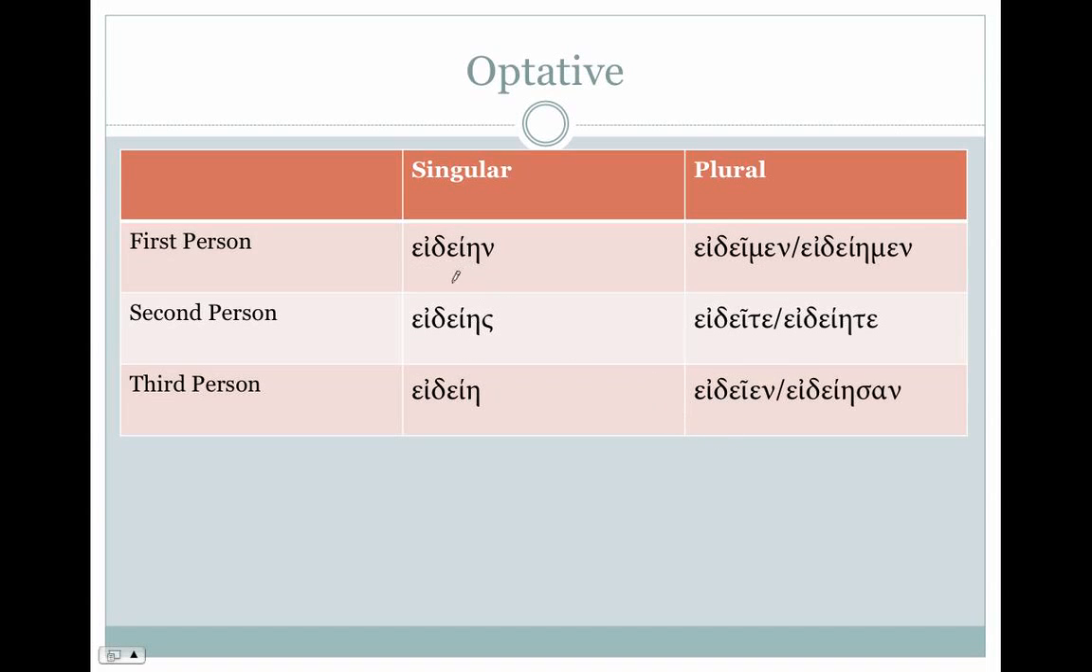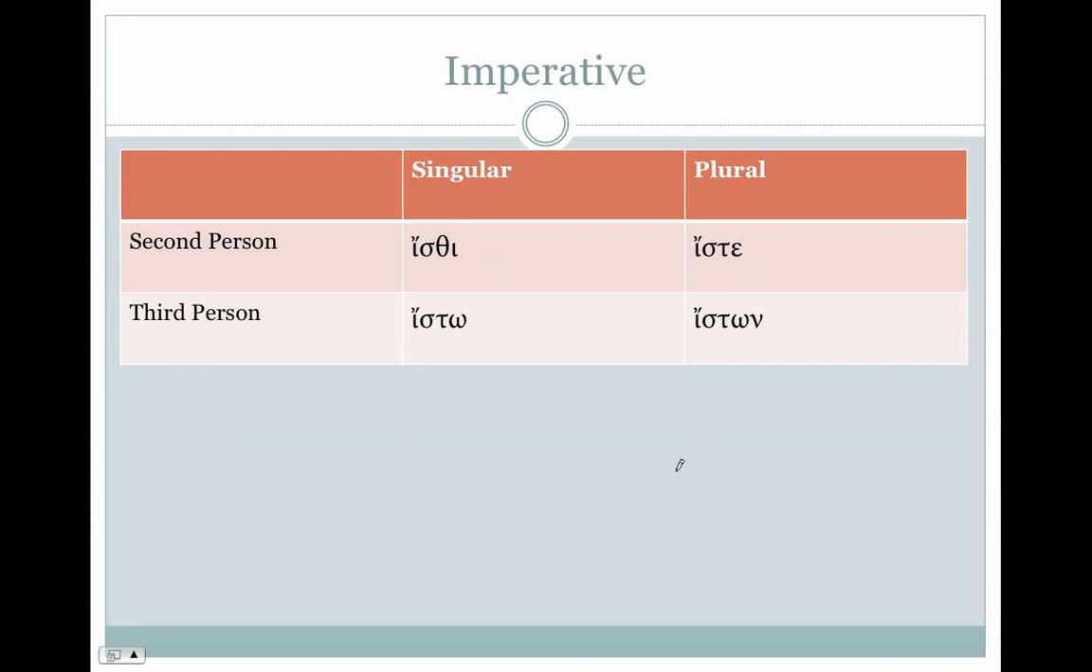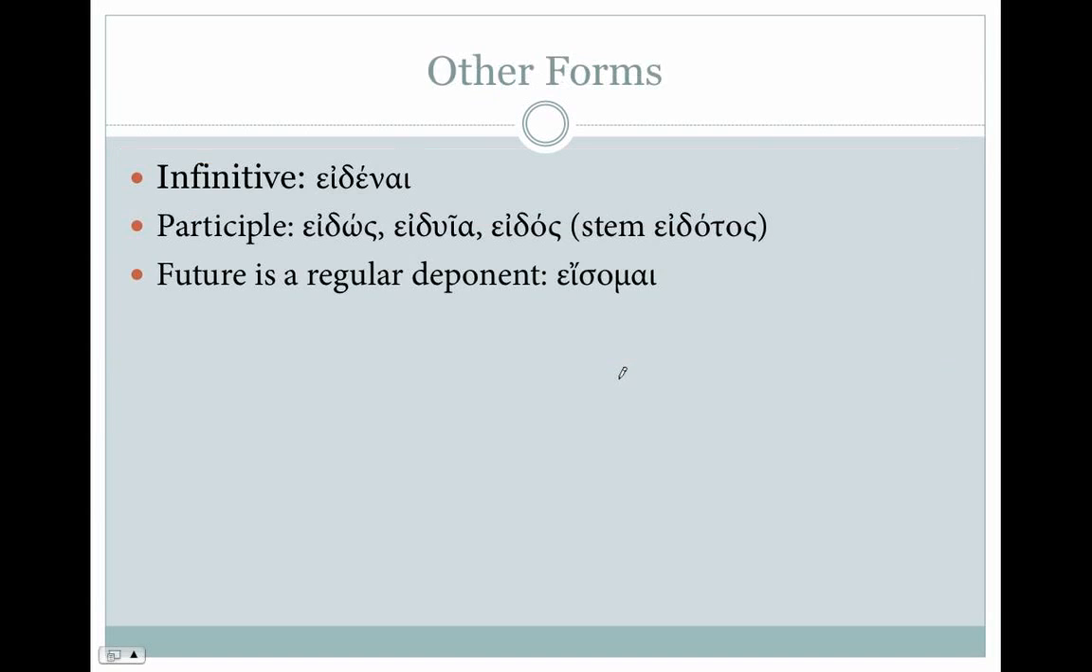The optative: eidein, eideis, eidei. So we've got our eid stem plus the iota marker plus our long endings: eidein, eideis, eidei. And in the plural, you generally have your short ones: stem, iota, and our short endings. So eidemen, or the longer eideimen, eideite, eidete, eidein, or eideiesan. We've got what you'd expect for the optative. The imperative: isthi, or iste, isto, iston, pretty regular endings there.